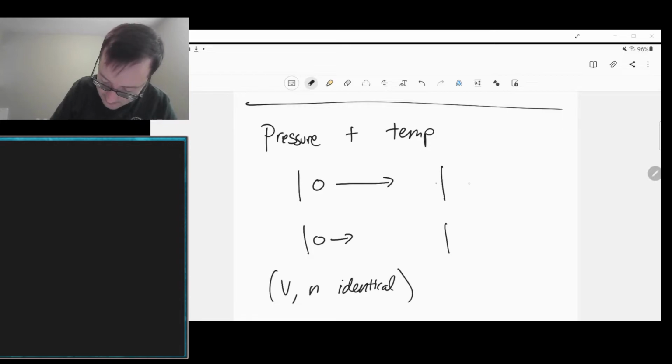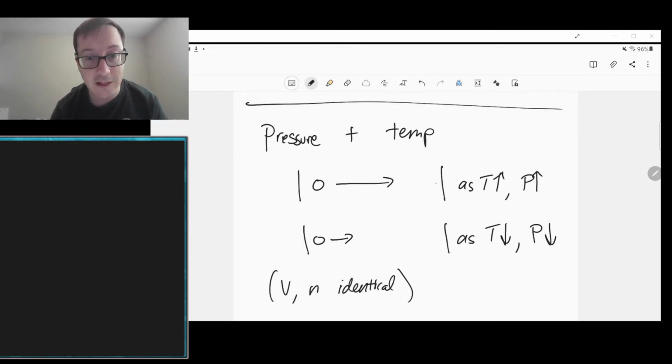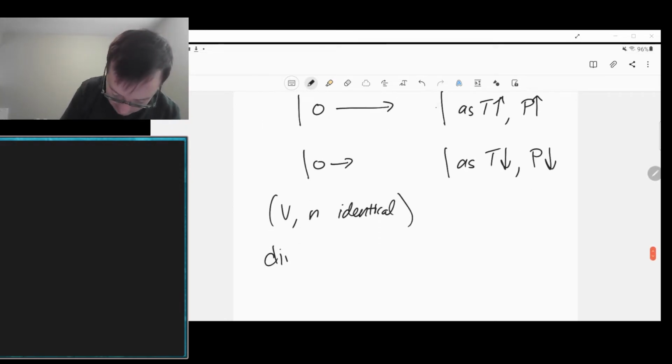And so we see that as temperature goes up, pressure goes up. And conversely, as temperature goes down, pressure goes down because things are moving slower. They're going to collide less often. As they are moving faster, they're going to collide more often. And so we see that these have a direct relationship.